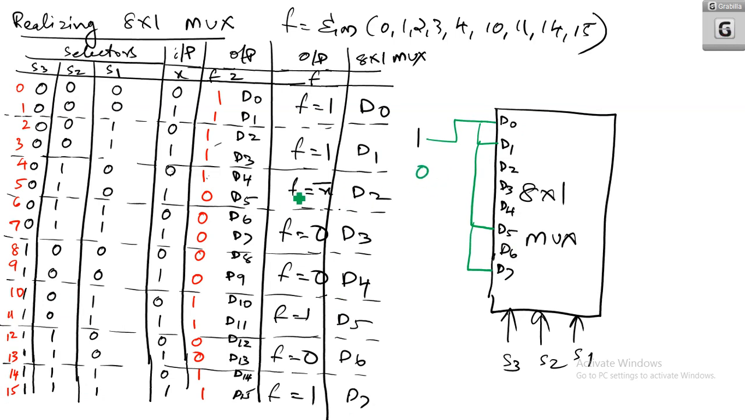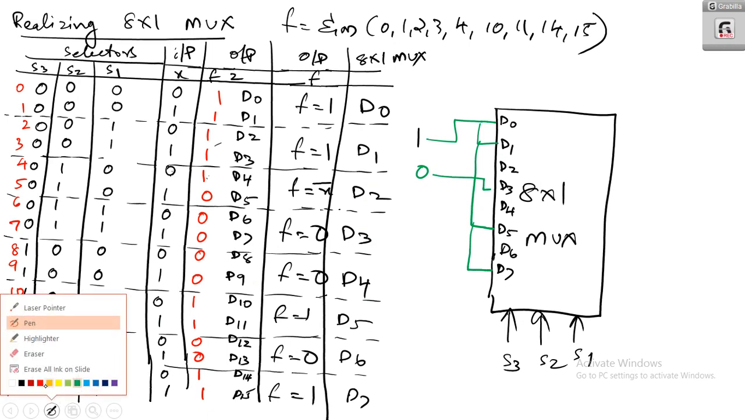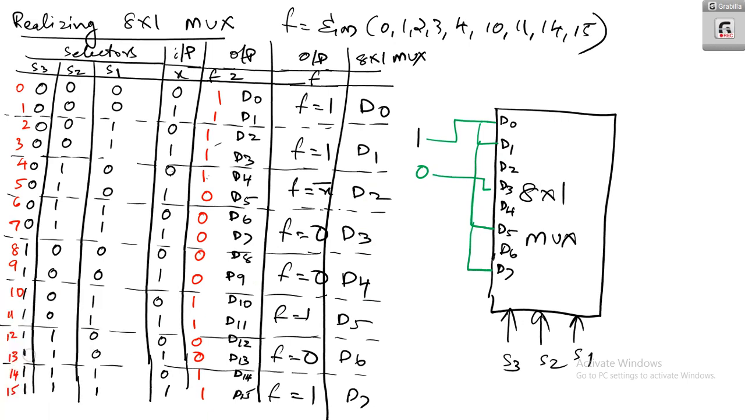0 you can give it to where? 0 you can give it to D3, D4 and D6. One second, I will choose another color. 0 you can give it to D3, D4 and D6.